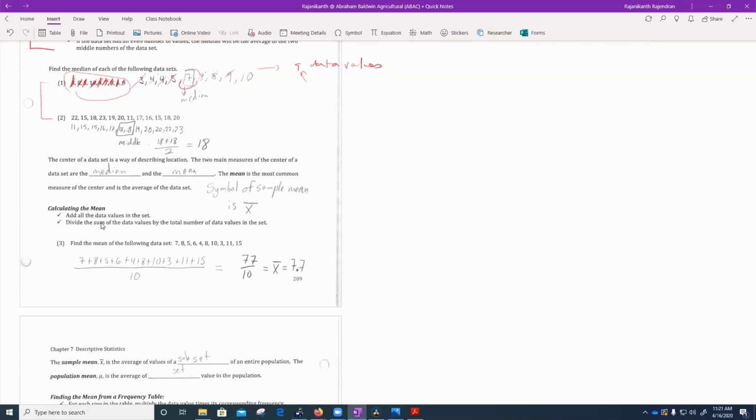And you will find one middle number, right? So that is going to be my median. Therefore, median is 7 for this problem.